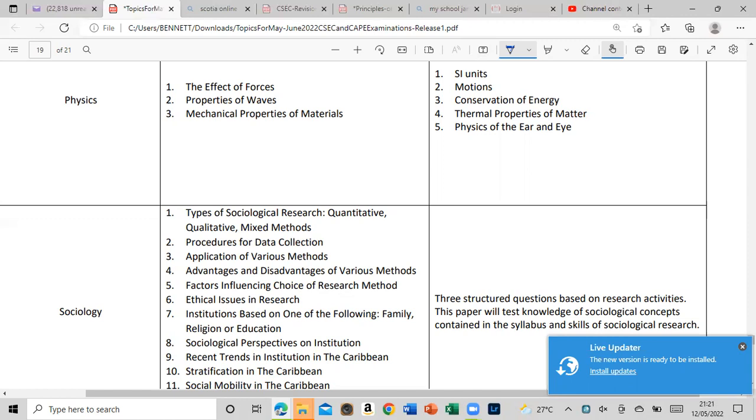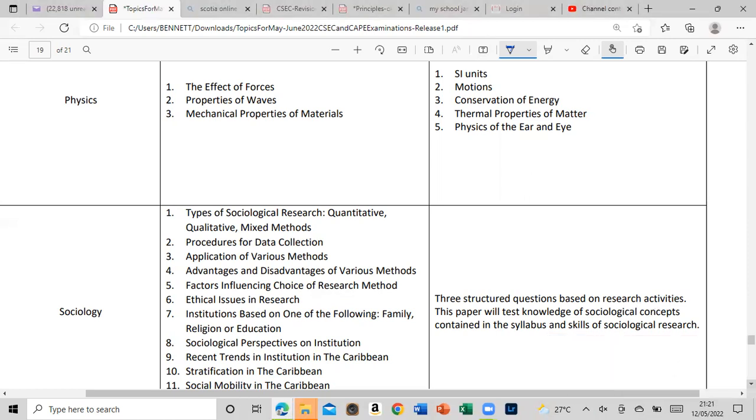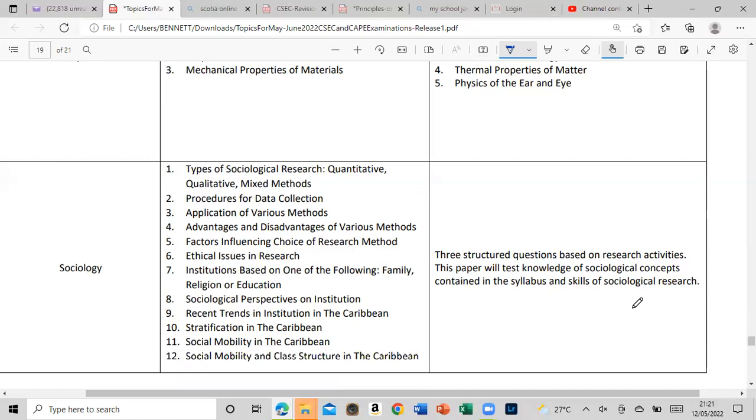10, stratification in the Caribbean, and 11, social mobility in the Caribbean. All right, so guys, pay close attention. And for paper 3, all right, one more for that, 12, social mobility and class structure in the Caribbean.